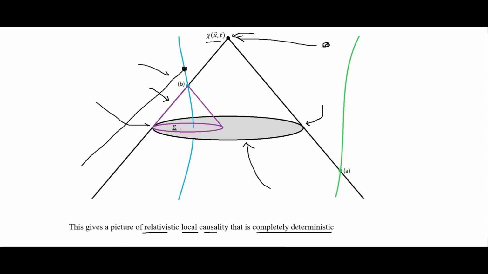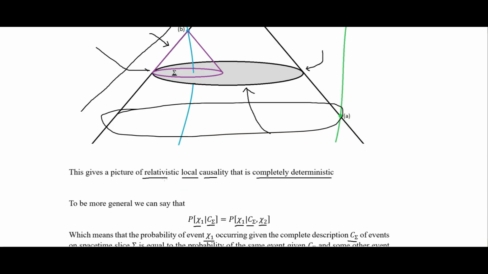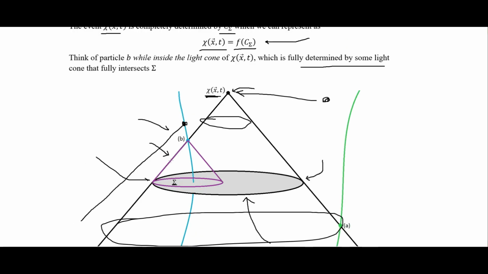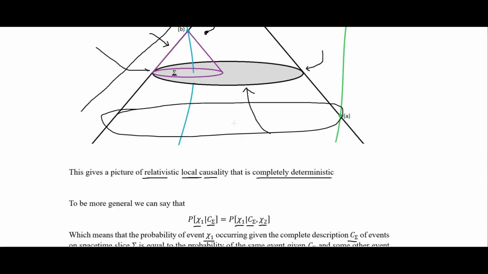And where I put this sigma is arbitrary. We could have put it down here or up here as well. But what matters is that everything in the light cone of chi completely determines chi. And so it's relativistic, it's local, meaning that whatever happens right here has to make its way up to chi right here. So it has to be local. It has to come to chi in order to determine chi there. And like I said, it's completely deterministic.